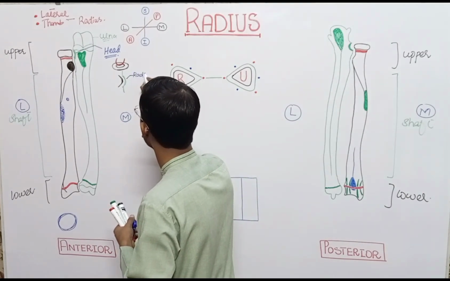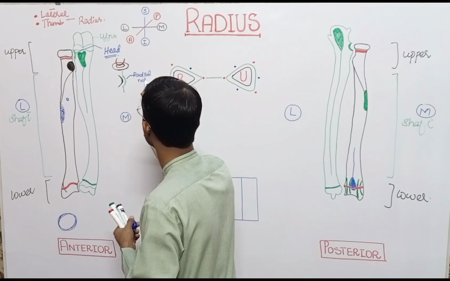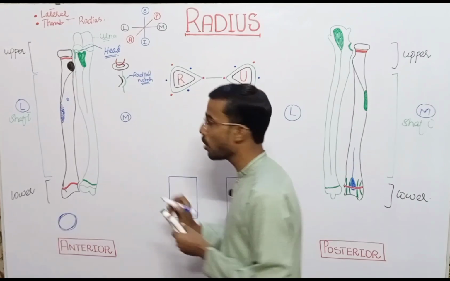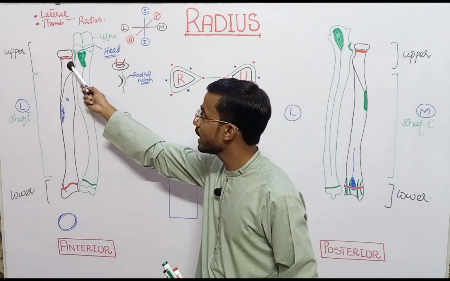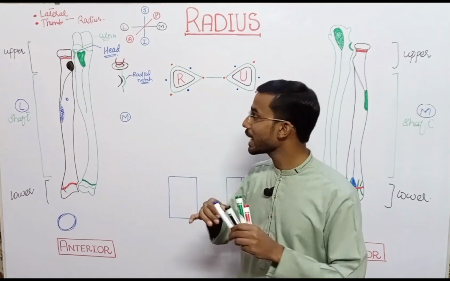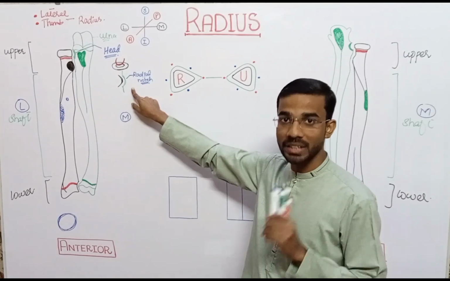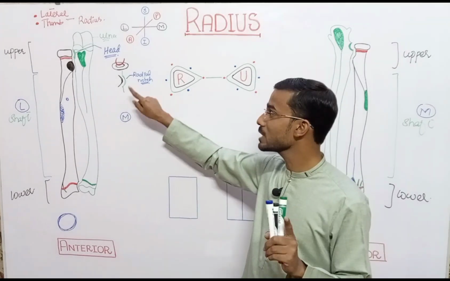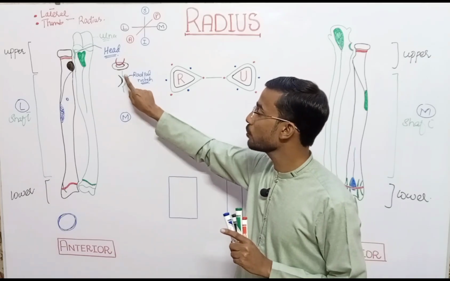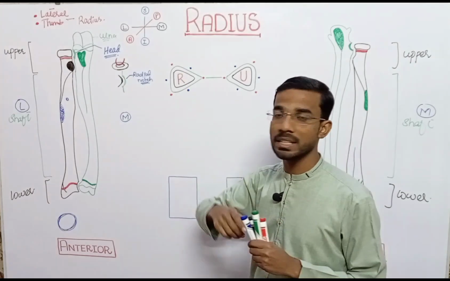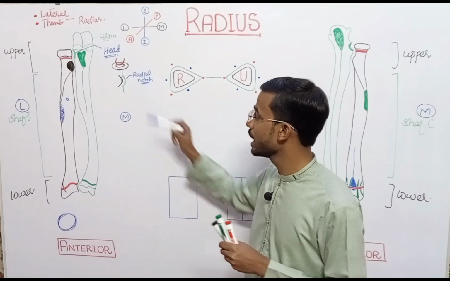radial notch, because in this region you will see the part of the radius will accommodate in the notch of the ulna, because the radius bone is actually articulating in this region. So on the basis of the bone which articulates in this region, it is called the radial notch.